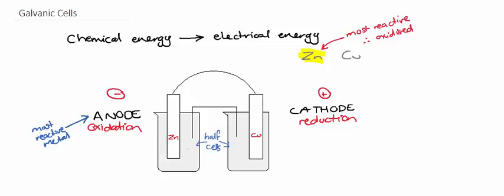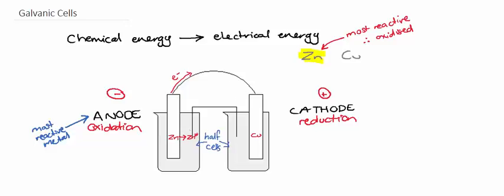Now, oxidation always occurs at the anode, so our zinc is going to be oxidized, and in doing so, the zinc atoms in the electrode here are going to be converted into zinc ions in the solution, plus 2 electrons. Now, the electrons can't go into the solution, so the electrons travel through this external wire. So you can see our electrons leaving the anode, traveling towards the cathode.